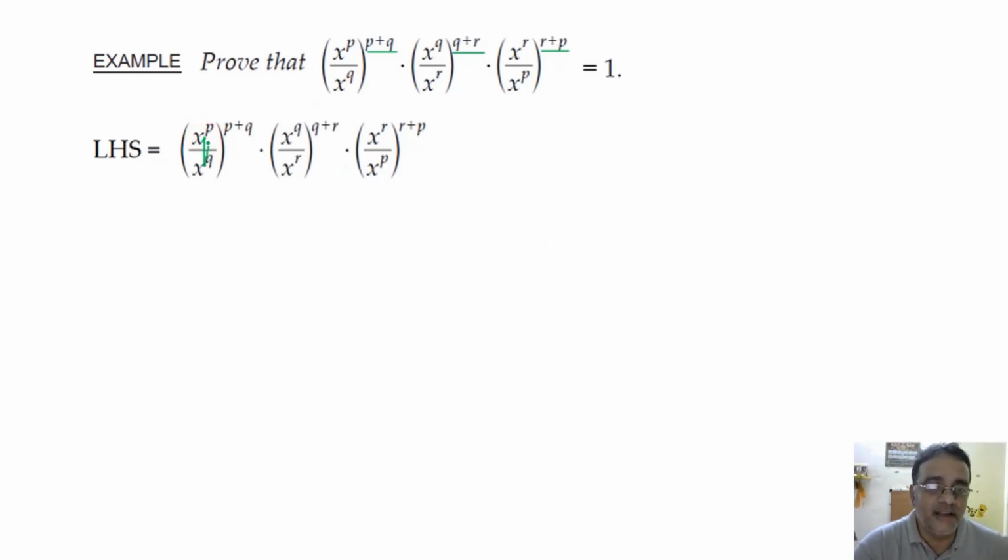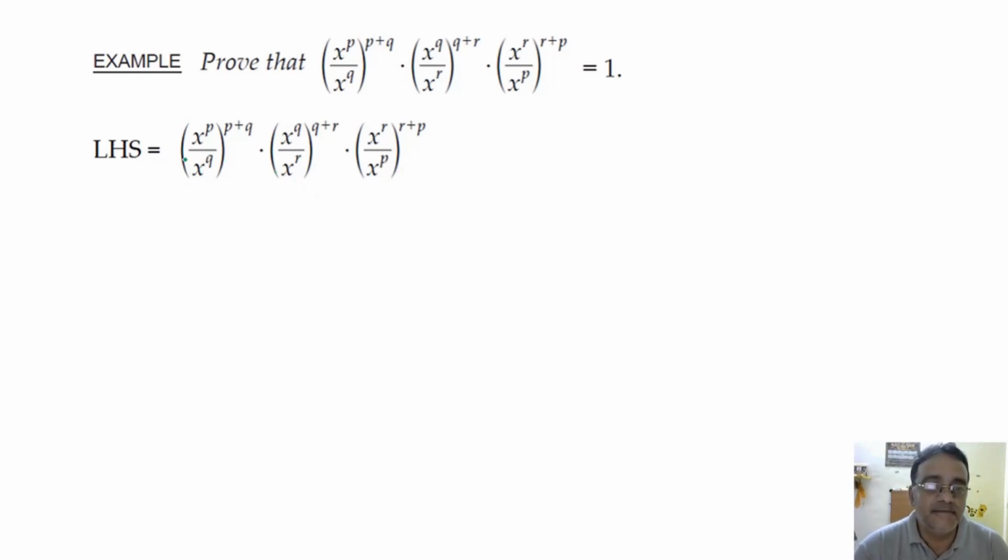Division rule apply करेंगे ये दोनों में, इन दोनों में भी, इन दोनों में भी. So what you will get? Which formula I'm talking about? Division rule. Law क्या है, अर्पिता? Sir, a to the power m divided by a to the power n is equal to a to the power m minus n. Okay, very good. So पूरे में तीनों में यही हम लोग अप्लाई करेंगे.